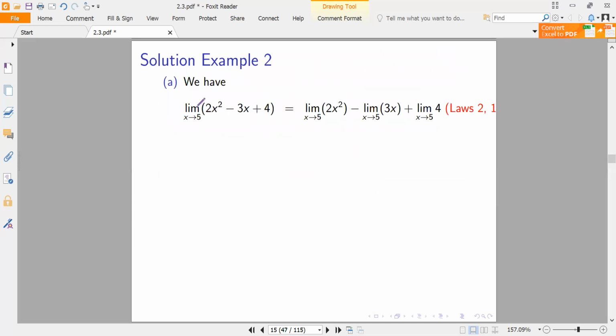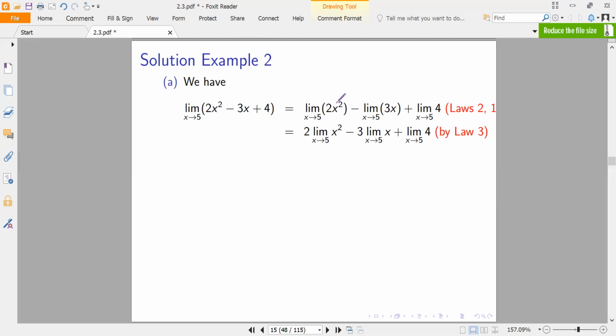So here we want to evaluate the limit as x approaches 5 of this function. We can use the summation and the difference rule, or subtraction rule, and just separate all these terms, so that we can take them individually and evaluate them individually.